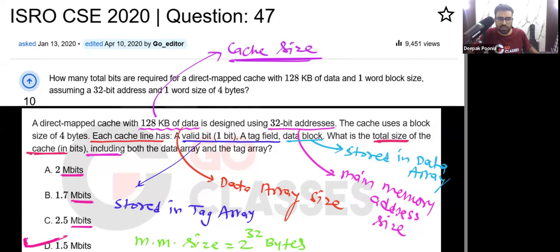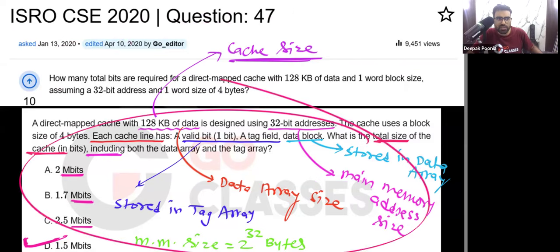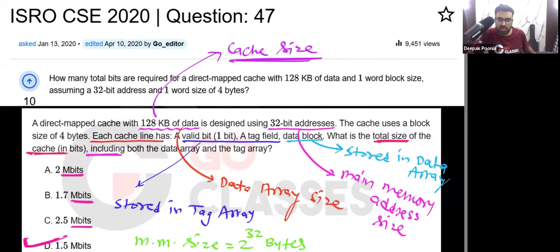So for this question, the answer will be option D. I hope you understood this question. Remember, this question is actually a well-framed version of this ISRO exam question. This ISRO exam question is a very poorly framed question. The complete information is not given in it, but I have converted it into a well-framed question, and then you can solve it, and your answer will be option D, that is 1.5 megabits. Very simple question. I hope you understood.